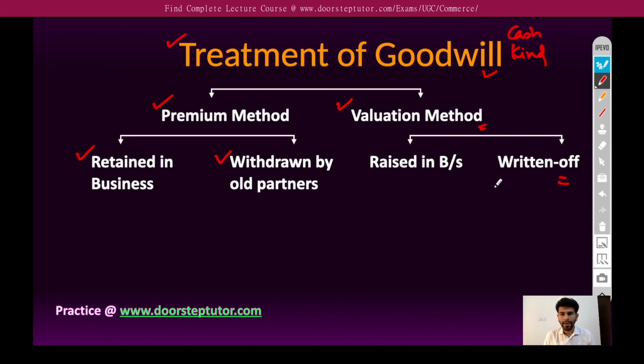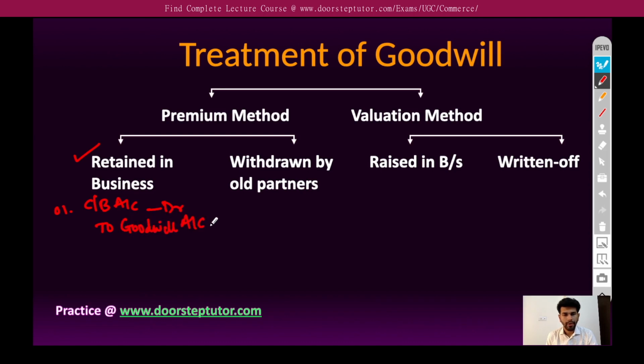So the journal entry in either case will be: if goodwill is retained in the business, then the first journal entry will be cash or bank account debit to goodwill account, when the incoming partner brings goodwill into the business in the form of cash or cheque. Then the entry will be cash or bank account debit to goodwill account.